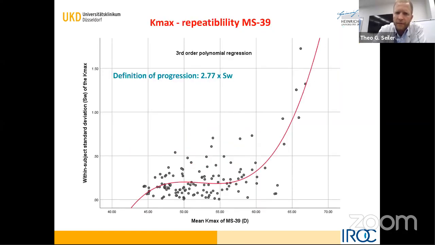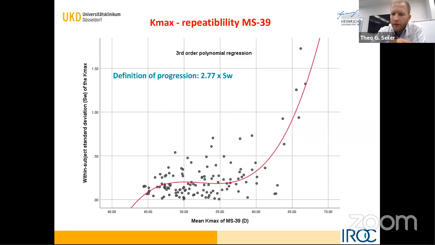The first parameter, maximal keratometry, in that cohort you can see here. And the interesting part is that between 45 diopters up to 60 diopters, we are pretty good, meaning that if we multiply the standard deviation by a factor of 2.77, we come very close to that one diopter that is very frequently used nowadays to determine the progression.